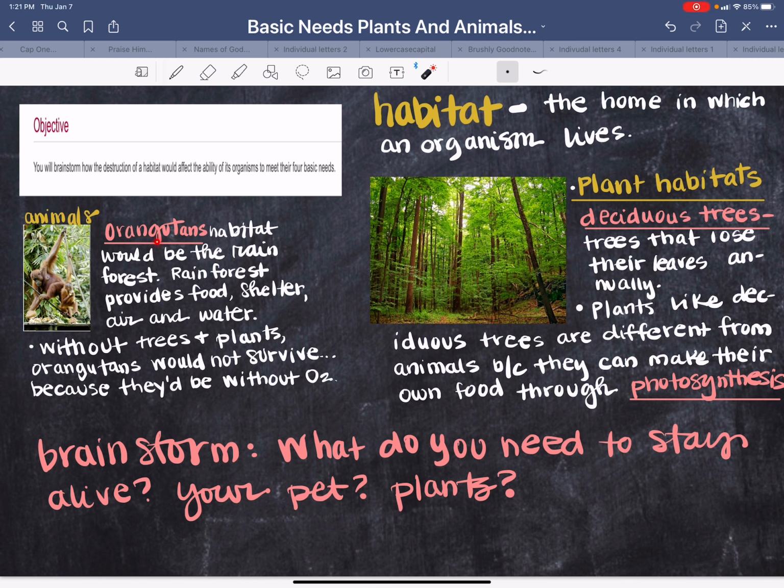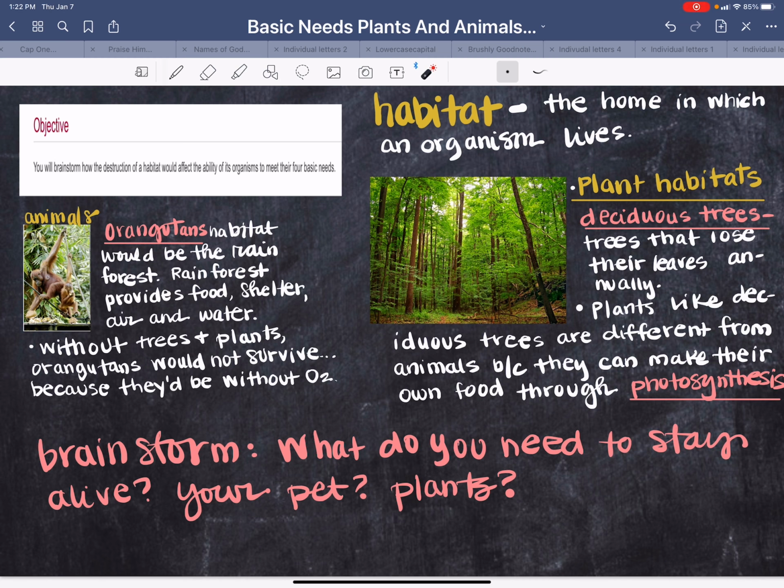We got an animal here, we got an orangutan. Over here we've got a deciduous tree. That's a type of plant. But let's take a look first at what a habitat is. Habitat is the home in which an organism lives. Every single living thing, we're all organisms, and we all have a habitat, okay?